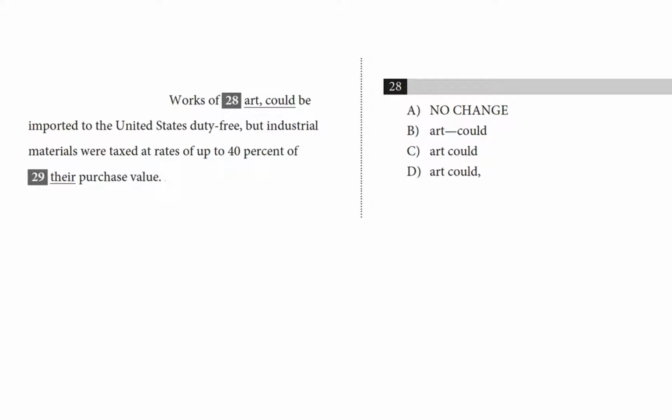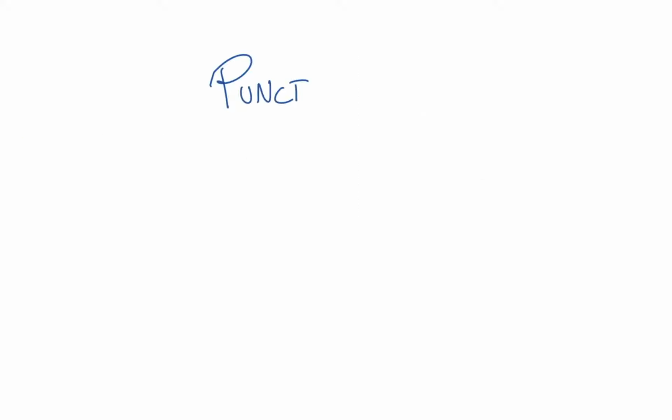Okay, so we've got choice A, which is no change, and that means that there is a comma between art and could. I'm going to circle that comma. Choice B has a dash between art and could. Choice C has no punctuation between art and could, and choice D has a comma after could, so between could and be imported. So this is a punctuation question.